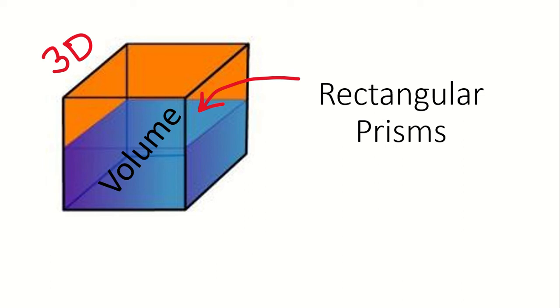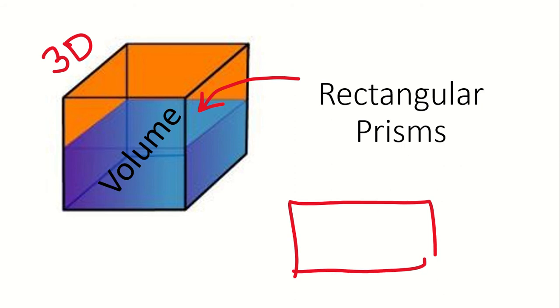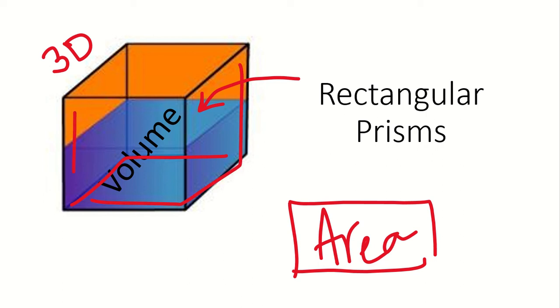Volume is the total space inside. Area was also space inside, right? If this was just a normal rectangle, a flat rectangle, area would be the space inside of a 2D shape. When it comes to this 3D cube box, we call it volume.